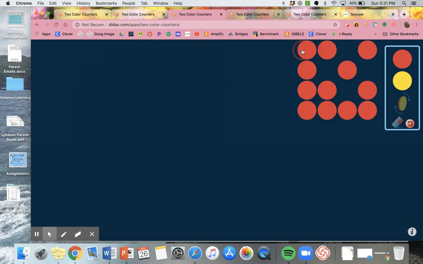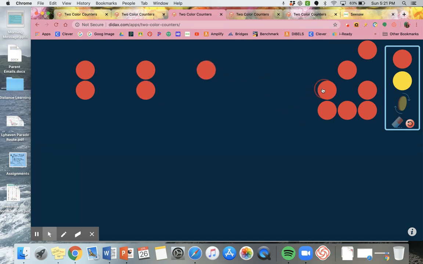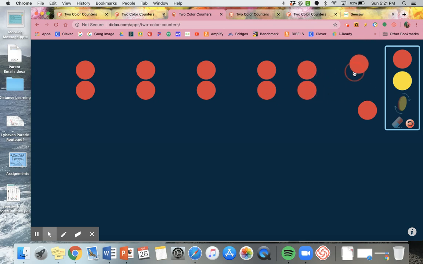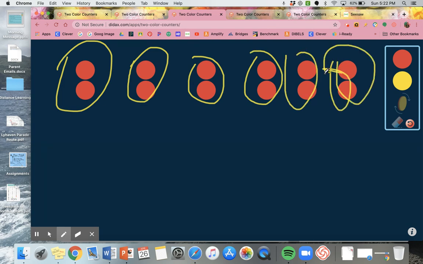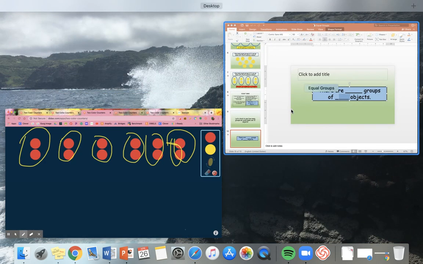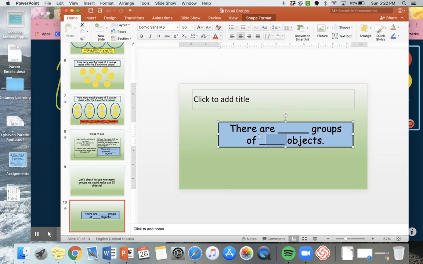Okay. So I have 12 counters here. Another way is to do groups of 2. So 1, 2, 3, 4, 5, 6, 7, 8, 9, 10, 11, 12. Okay? So I have 6 groups. Group 1, group 2, group 3, group 4, group 5, group 6. 1, 2 in each. So let's go back to my sentence. There are 6 groups of 2 objects.